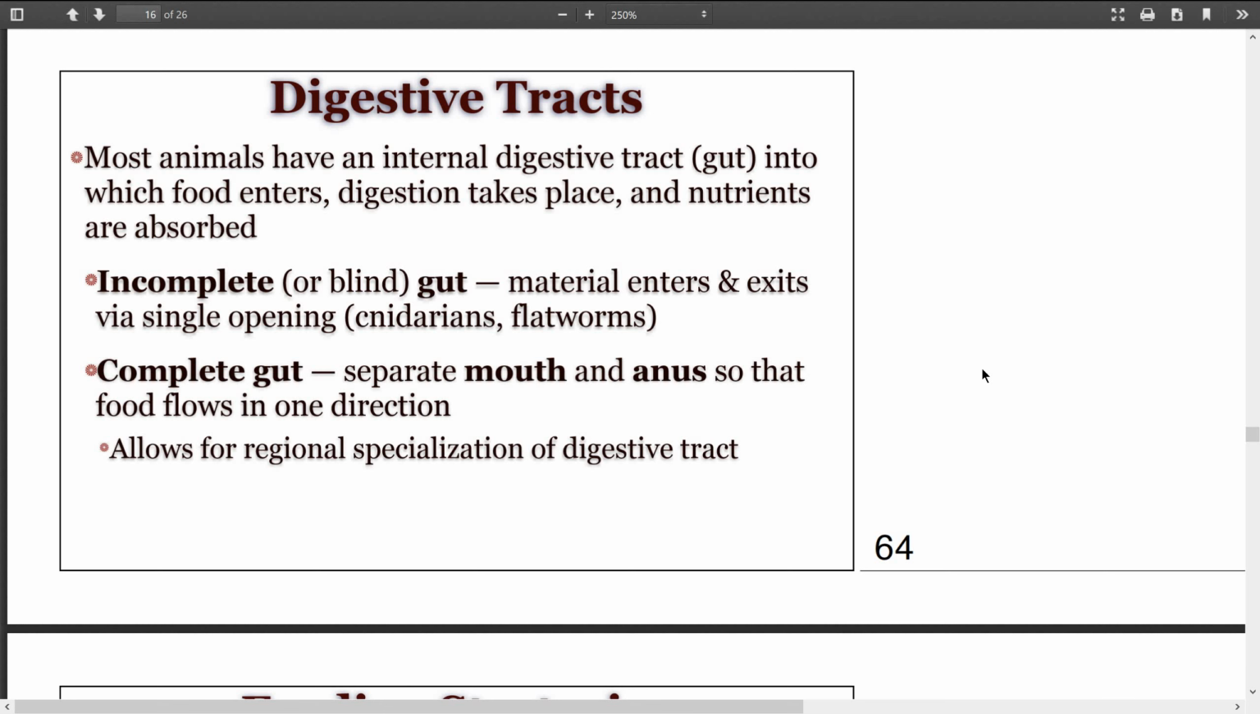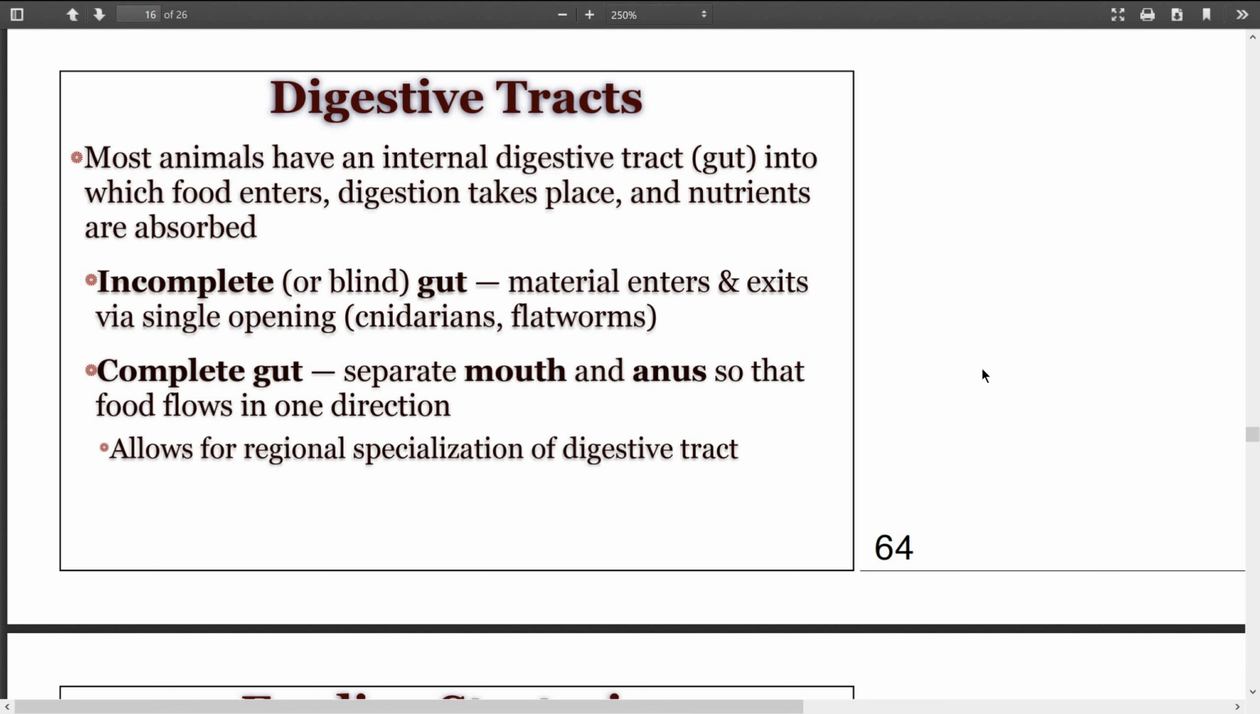I touched upon this very briefly already, but incomplete. Actually, we did talk about it at least in lab. If you have a gut, your gut can be either incomplete or complete. An incomplete gut or blind gut has only a single opening. So material enters into that opening, but then anything that's not digested has to exit through that same way. So there's only one opening. That means you're basically vomiting out your waste products, I suppose.